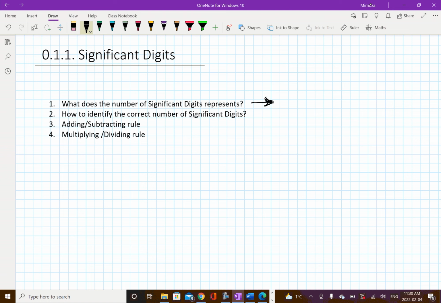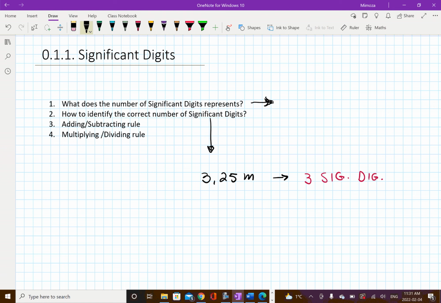Now, how to identify the number of significant digits? There are several rules that we apply. The first rule is that every non-zero digit is counted as a significant digit. So if we have a measurement of 3.25 meters, let's say, then the number of significant digits for this measurement is 3, because all the digits are non-zero digits.